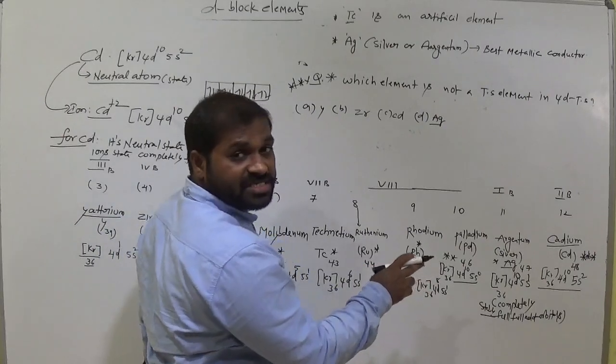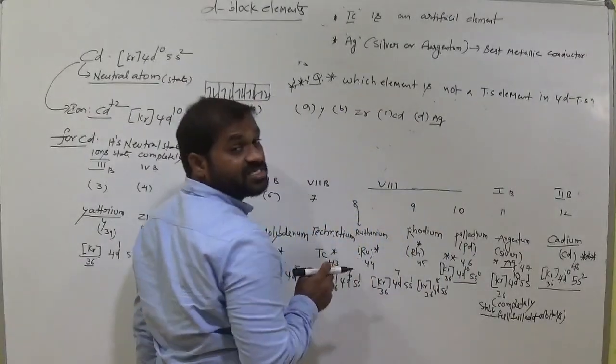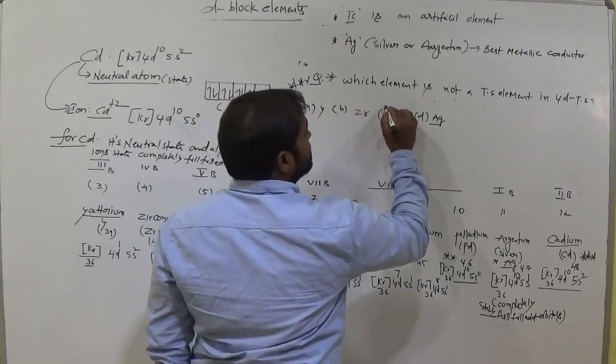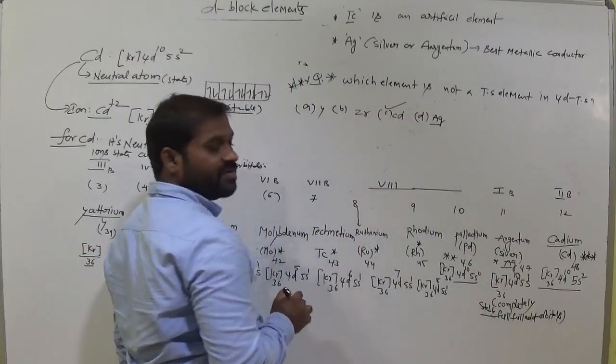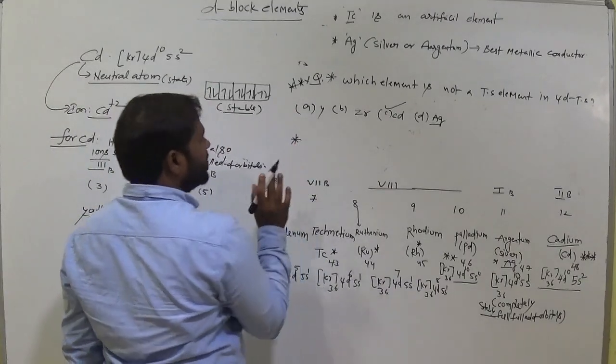So now, which element is not a transition element in 4D transition series? Clear, the answer is option C. Clear, students?